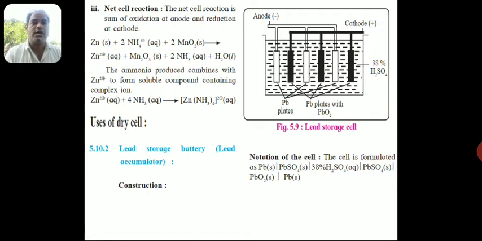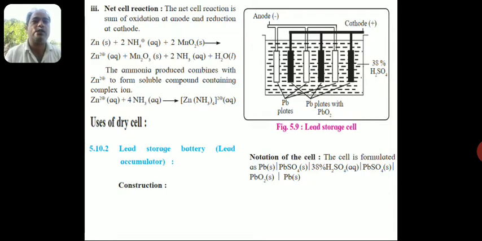Next is the lead storage battery, or the lead accumulator. In the lead accumulator, as shown in diagram 5.9 from your book, the outermost part is a vessel of glass that contains vertical plates. They look like rods, but they are actually plates that we are observing from one side, which is why they look like electrodes.